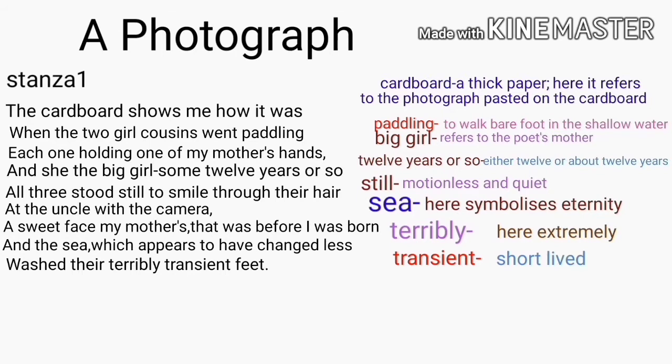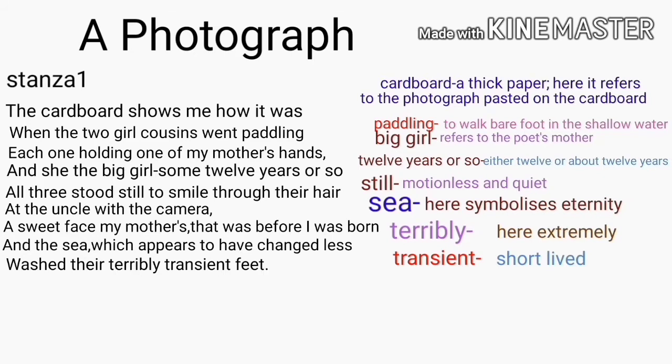So in the photograph, it was there how everything was at that time when the two girl cousins went paddling, and paddling means to walk barefoot in the shallow water. So the poet's mother, along with her two girl cousins, were paddling. It means they were walking through the shallow water of the sea beach, each one holding one of my mother's hands, and each of the two girl cousins was holding the hands of the poet's mother from both the sides.